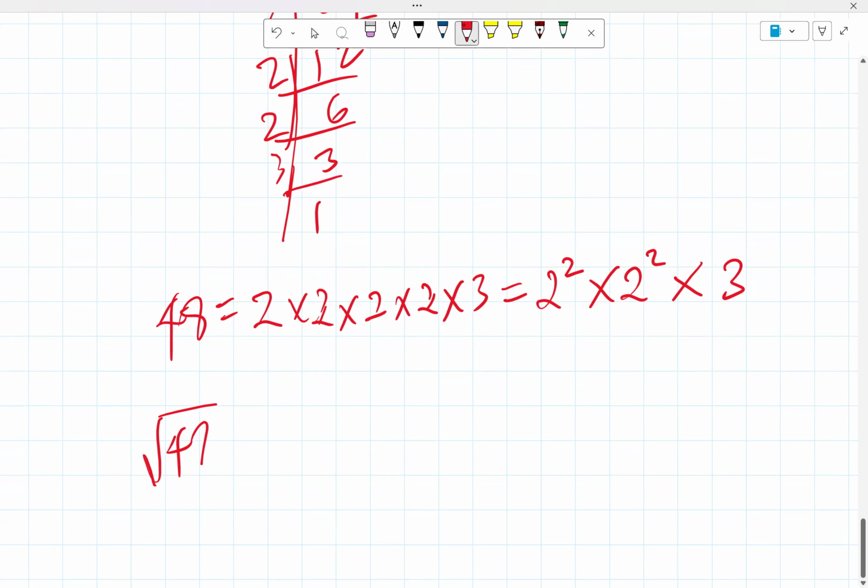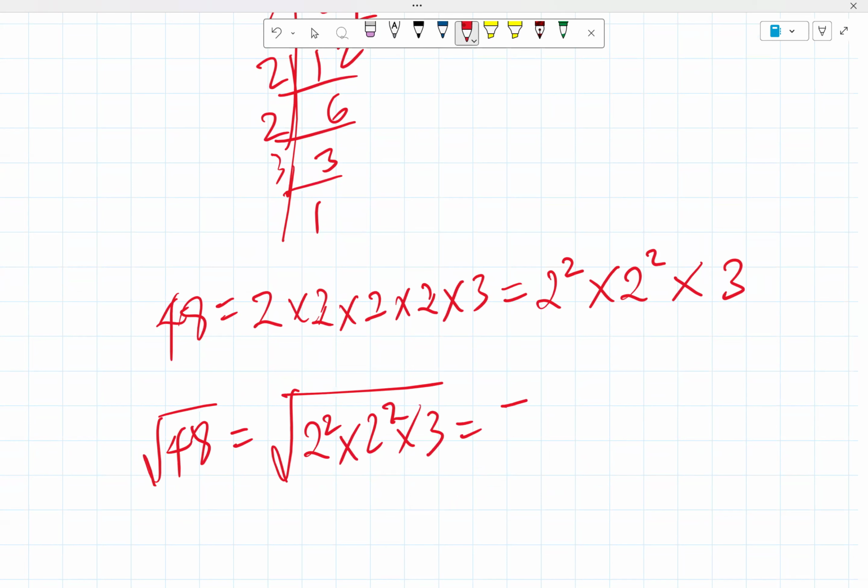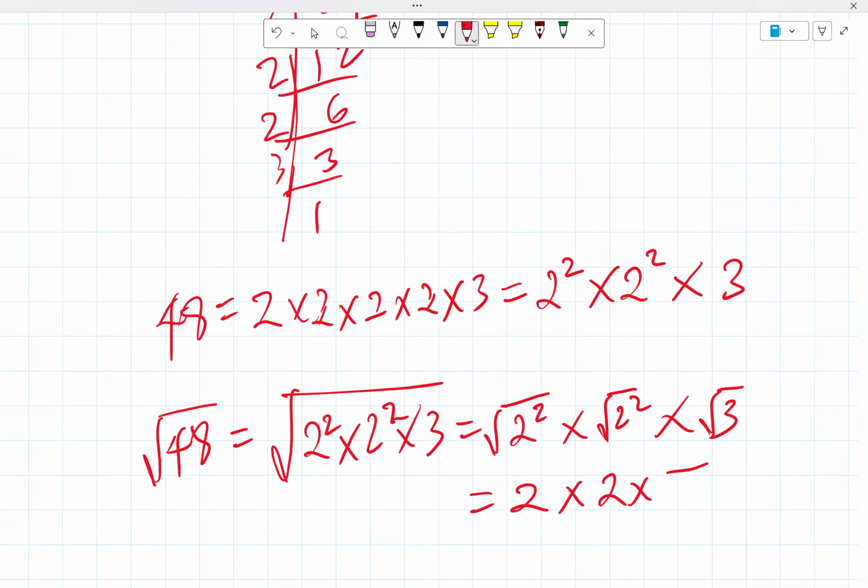So square root of 48 now is equal to square root of 2 squared times 2 squared times 3, which is square root of 2 squared times square root of 2 squared times square root of 3. So square root of 2 squared, that's 2. Square root of 2 squared, another 2, multiplied by root 3.